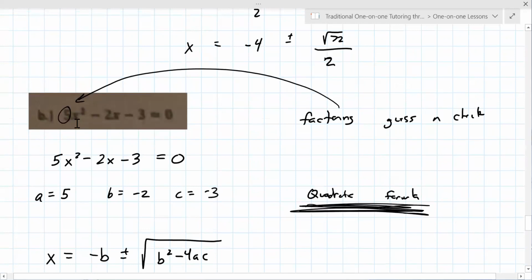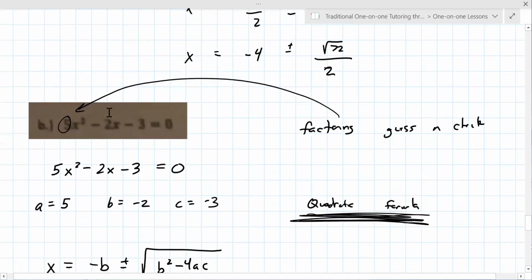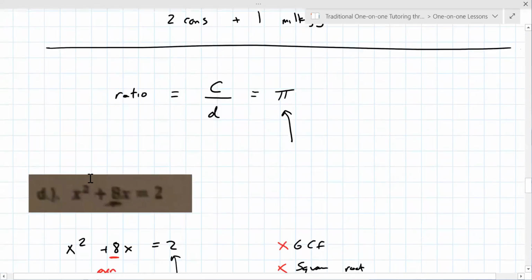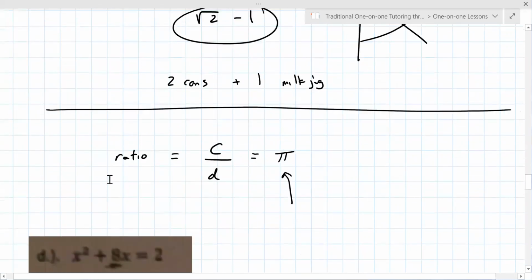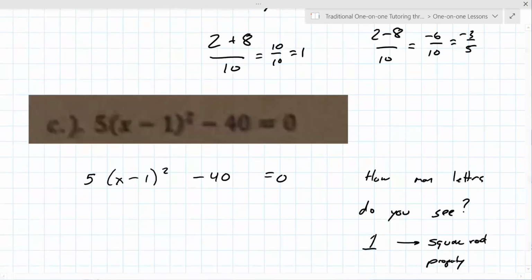And how many do you see in B? 2. We already did that. So the point is that if you have one letter, like if you look at letter E, how many letters are in that? 2x squared equals 9x. 2. So this is the only one that has 1. This is the square root property.